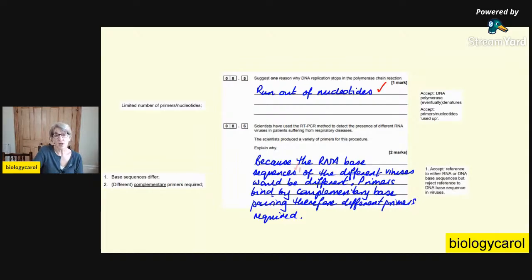Here's the mark scheme. Because I talked about complementary, it's really easy to have only got 1 mark here and just said base sequences differ, therefore different primers required. But hopefully when you're writing that second sentence, can you see that you might not feel like you're giving enough A-level detail for that second mark, and you would be right. I hope that makes sense.